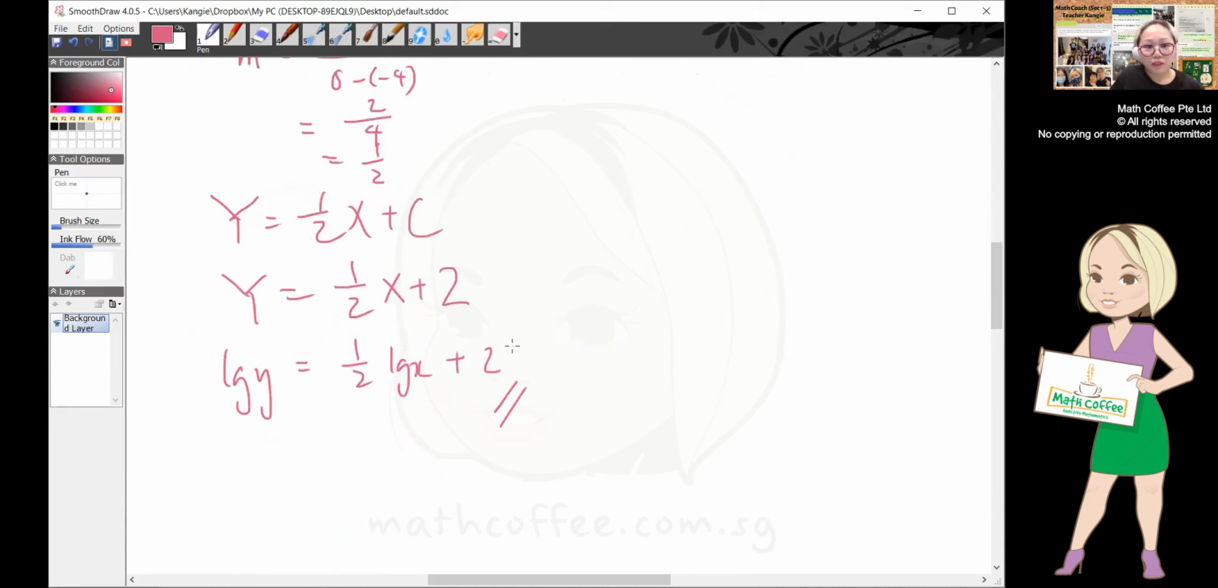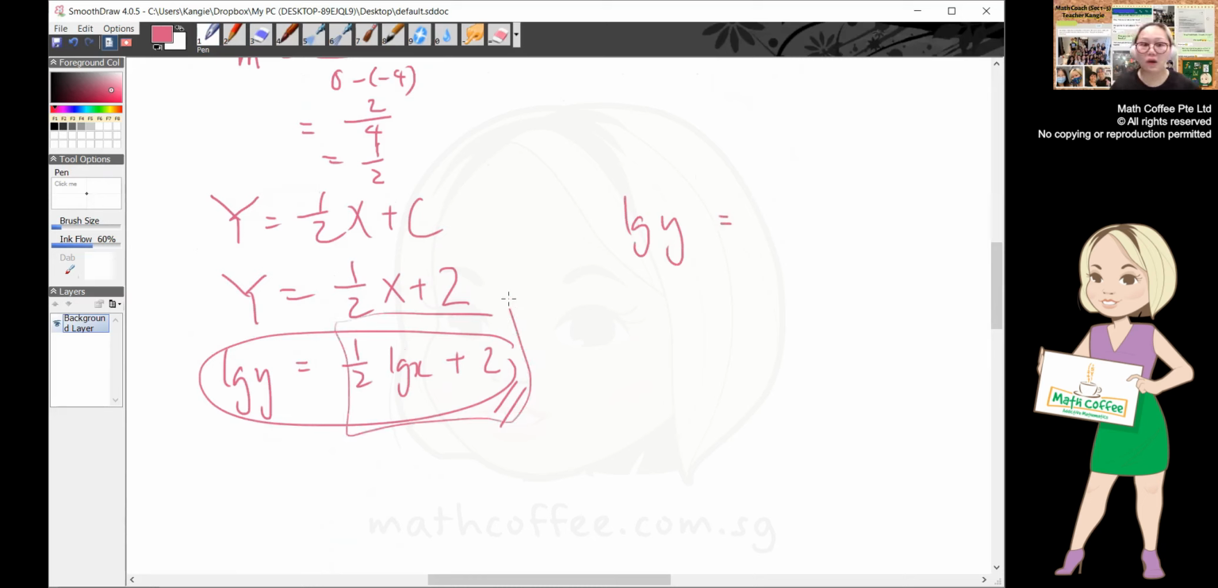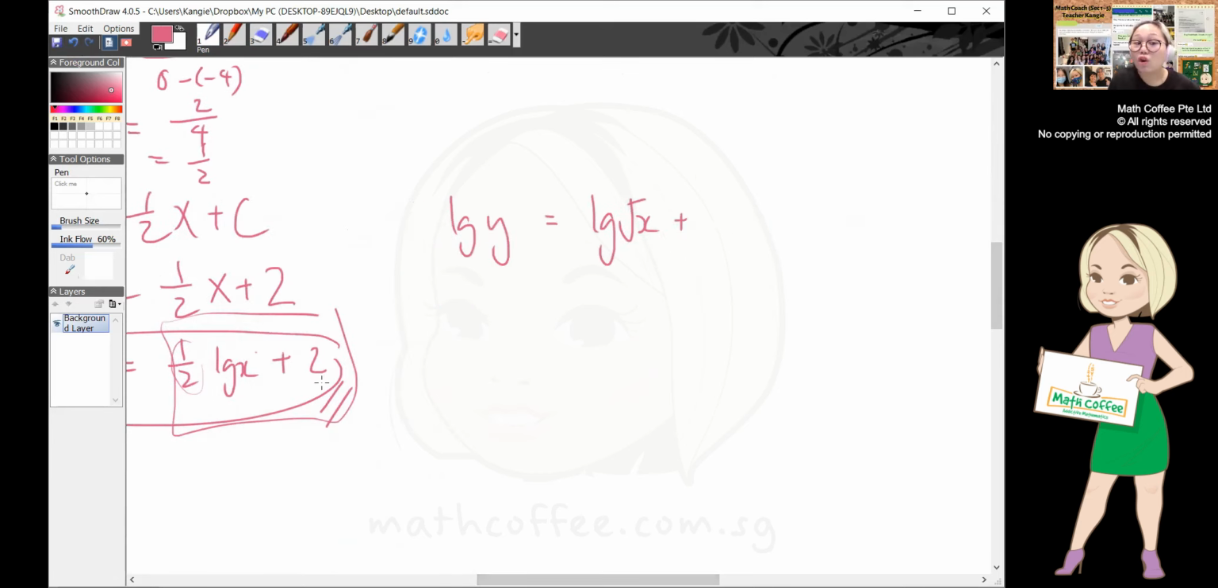Now the question is this: how am I going to make small y the subject? Log y equals, so I will have to combine my right-hand side into a single logarithm. How I'm going to combine is, this half, I must bring it up. So it becomes x to the power of half, agree? And to the power of half is square root. So this becomes log square root x plus, and this 2, I want to change it to a logarithm. So log 10 is 1 whole, right? So I'm going to put a 2 in front. It becomes 2 times 1, which is 2.